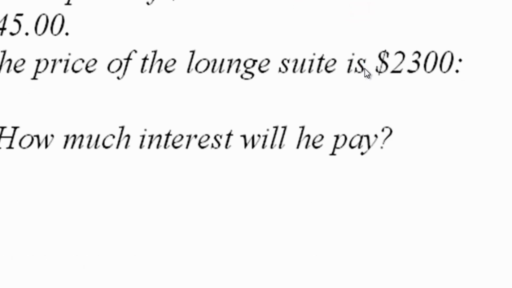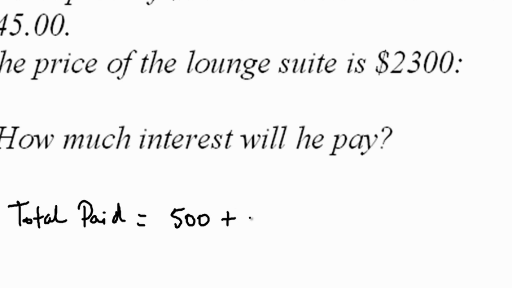Okay. Example 2. A hire purchase contract for a lounge suite requires Bob to pay a deposit of $500 and then make 6 monthly repayments of $345. The price of the lounge suite is $2,300. How much interest will he pay? Again, let's work out how much Bob ends up paying for this lounge suite. So it's the total paid, which is the $500 deposit plus 6 payments of $345 each, and we work that out.